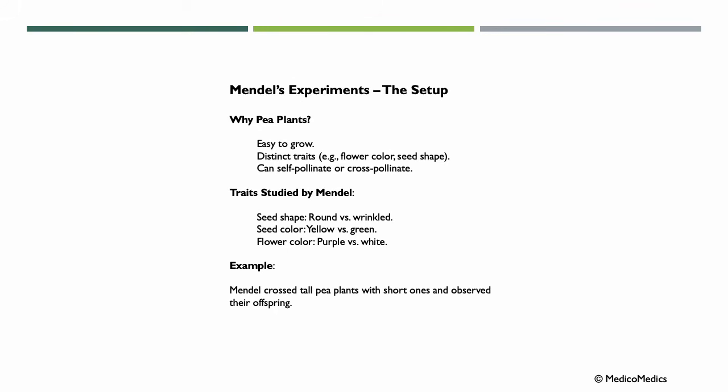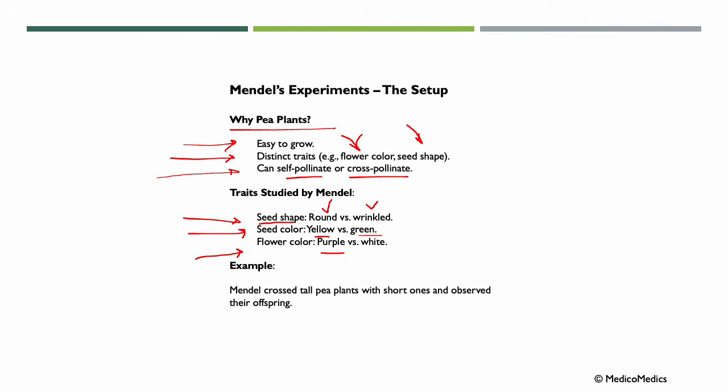So Mendel's experiments, the setup. Why pea plants? Because A, they are easy to grow. They have distinct traits like flower color and seed shape. And they can self-pollinate and or cross-pollinate. And the traits studied by Mendel included seed shape, so round versus wrinkled, seed color, yellow versus green, and flower color, purple versus white.